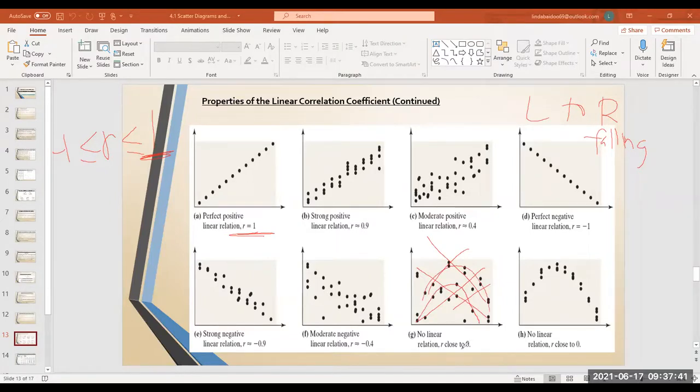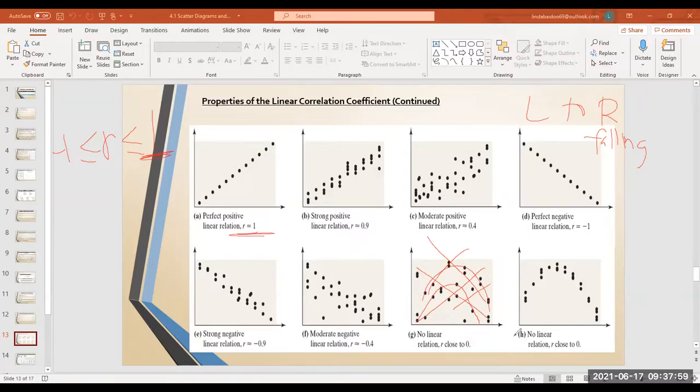If this is a case where we are getting our R close to 0, not linear relation, because if we were to draw it out or down, then you don't know whether it's left or right, because you can go that way, you can go that way, you can even draw a curve. So this is no linear relation. R is close to 0.